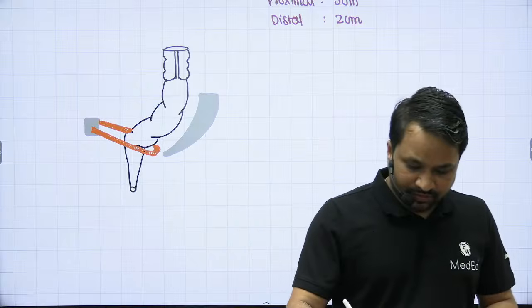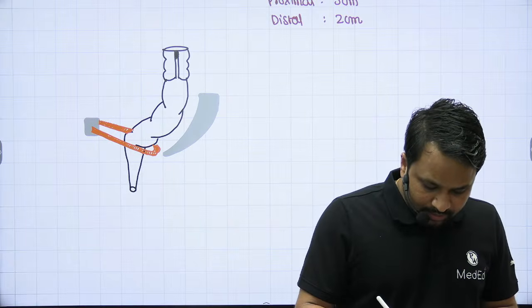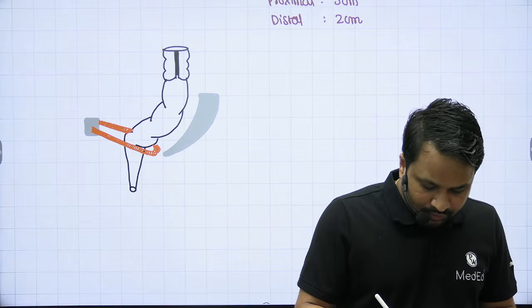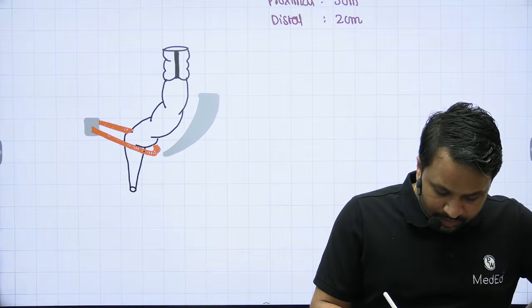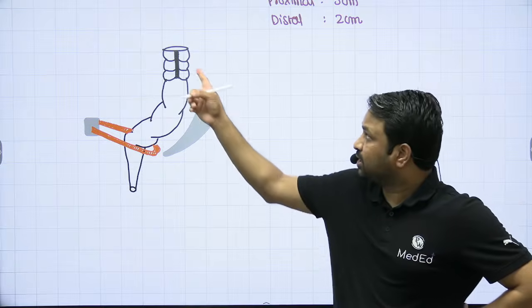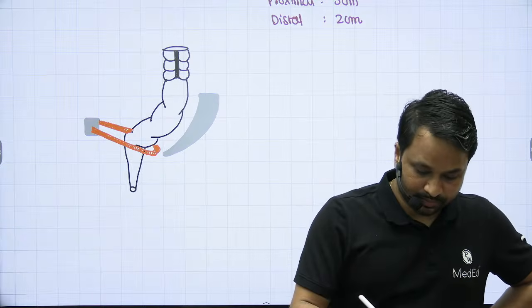But if I had to explain tinea coli, then it's going to get difficult. It's a band of tissue present over the large bowel, which divides it into compartments called haustrations. So this is what your tinea coli is.